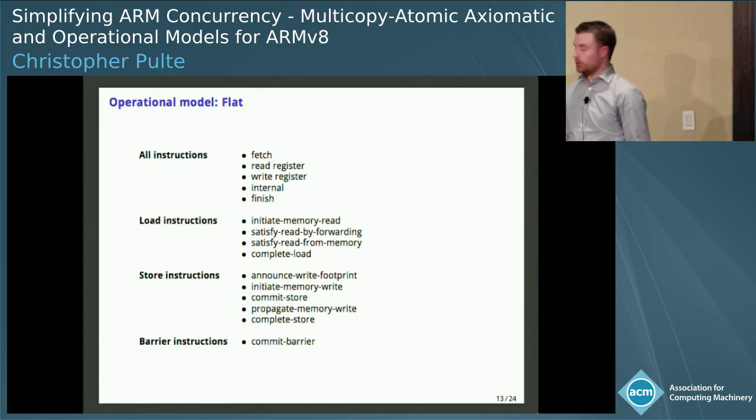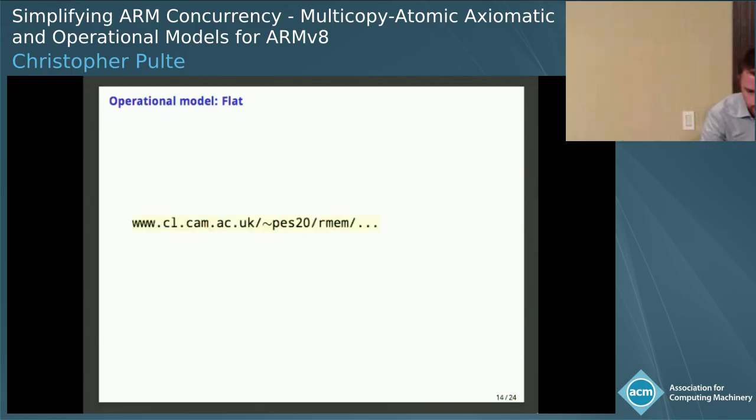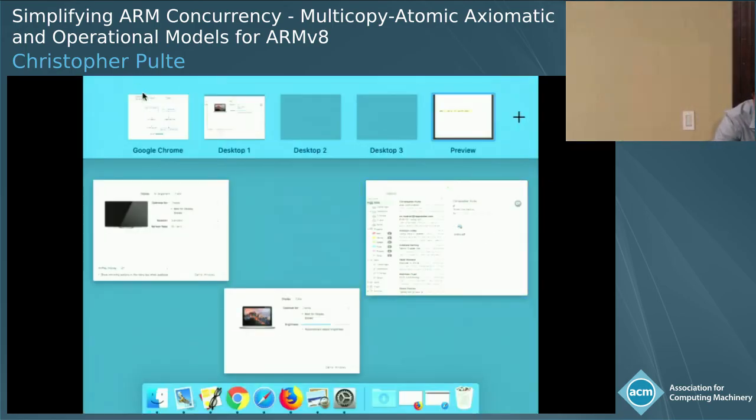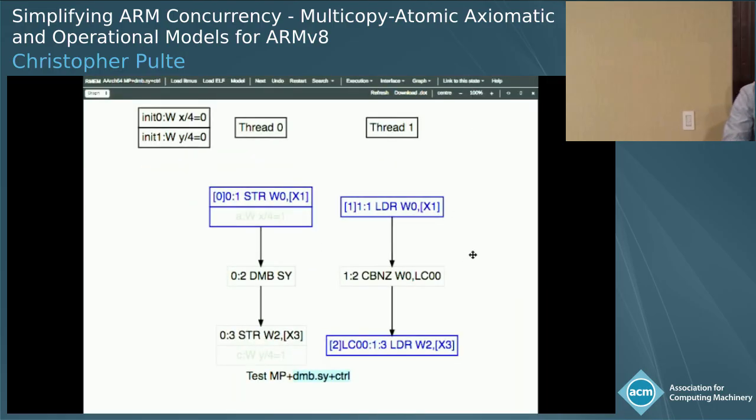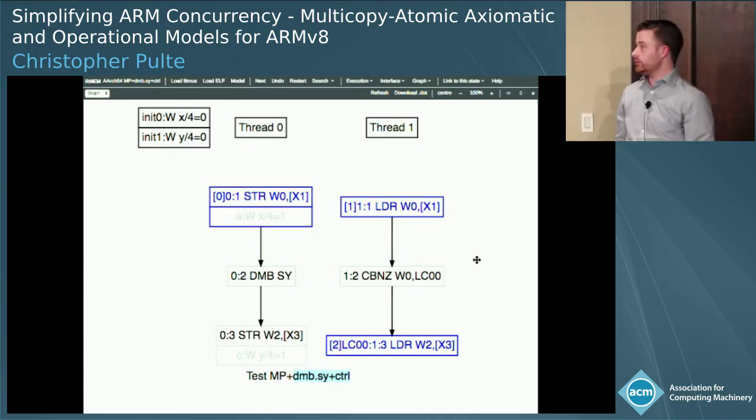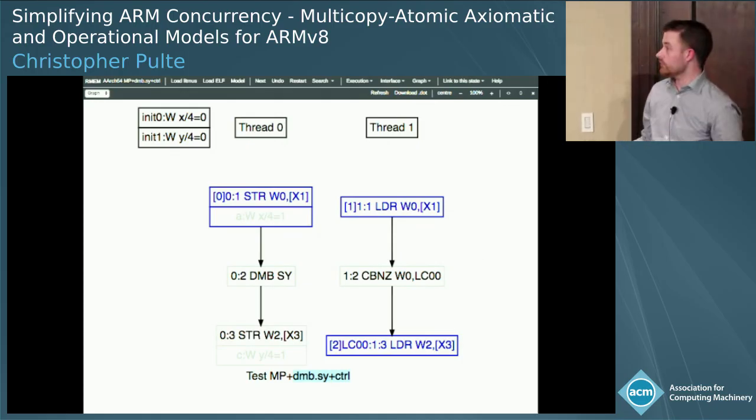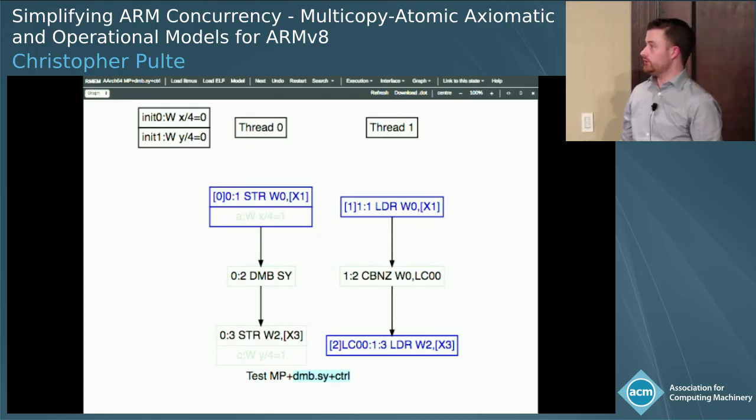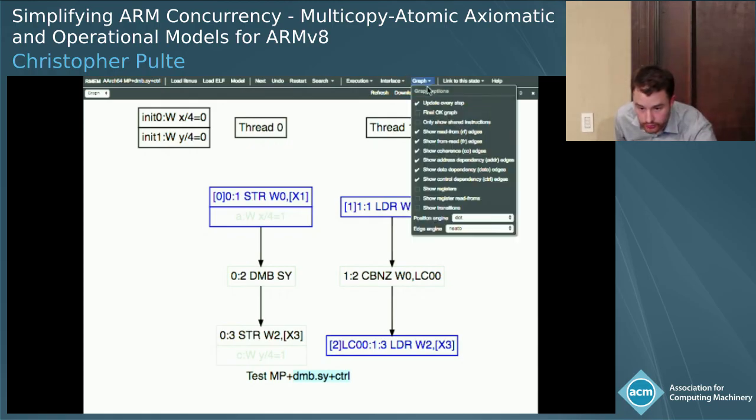Right, now to give you an idea of how this model looks, I'll show you how it behaves for a small message passing test. So what this view gives you is basically the unfolded instruction tree per thread. This is the tree for thread 0, where we have a write of x equals 1, a strong barrier, and a write of y equals 1. And on thread 1, now I have to turn on the transitions.